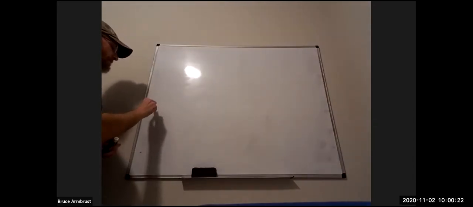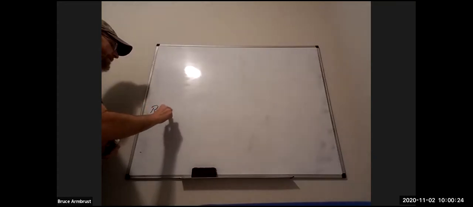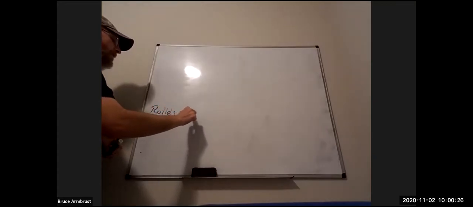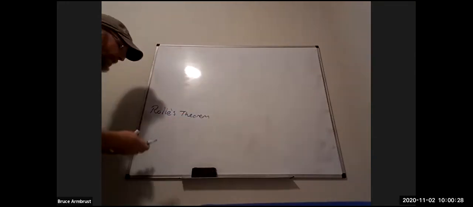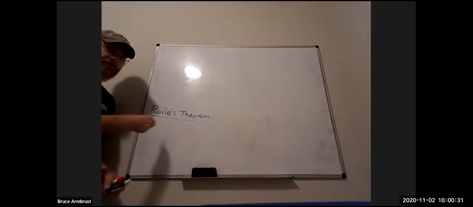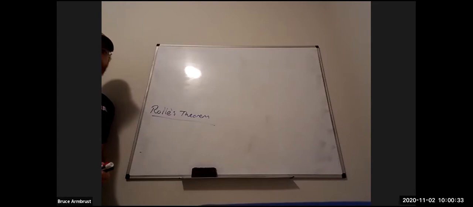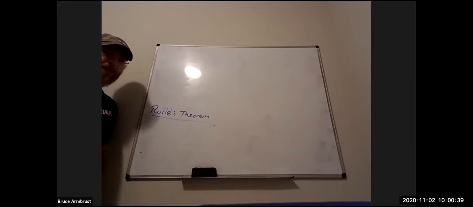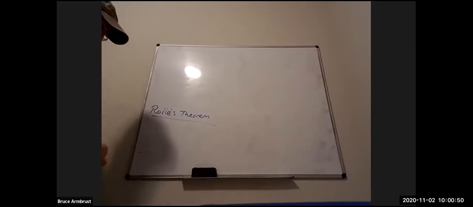It probably goes by lots of different names, or lots of different pronunciations, I should say. But I call it Rolle's theorem. I believe that this is named after a French mathematician, so it's probably more like Rolle's theorem or something like that. But I'm American, so I'm going to call it Rolle's theorem. All right, so Rolle's theorem. Here's basically how this guy works.